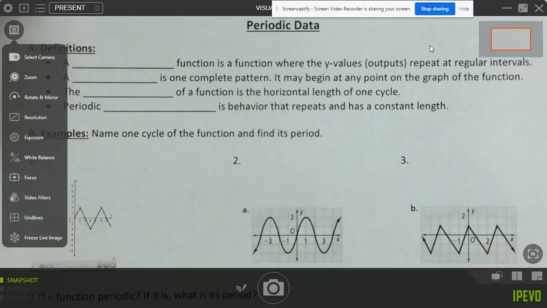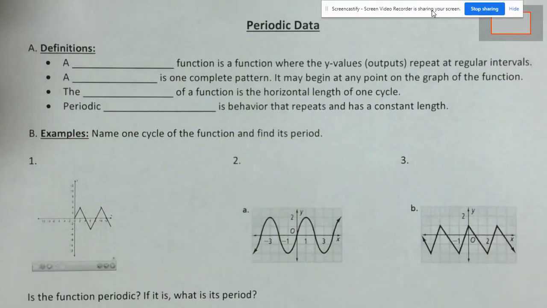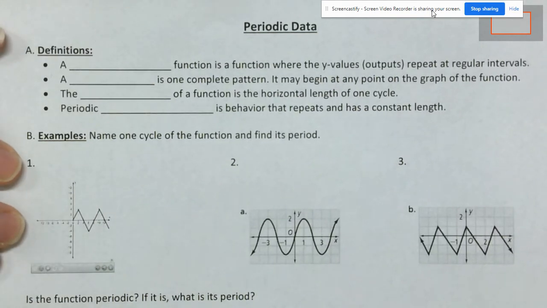My Math 3 scholars. Today we're going to learn about periodic data. Okay, we're going to learn about periodic data, and those have to do with periodic functions. So let's get a few definitions just to get us started here.